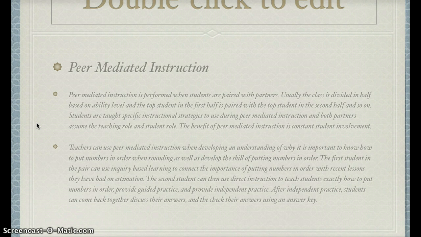Okay, another direct instruction approach is peer-mediated instruction, and this is when basically you have kids working together in pairs. In peer-mediated instruction, usually the class is divided in half based on ability level, and the top person in the top half would be paired with the top person in the bottom half, and so forth. It's also important to note that both partners are actively engaged in instruction at some point in the lesson. So it's not just the more advanced child teaching the younger child. Both students are involved in teaching and both students are involved in learning.